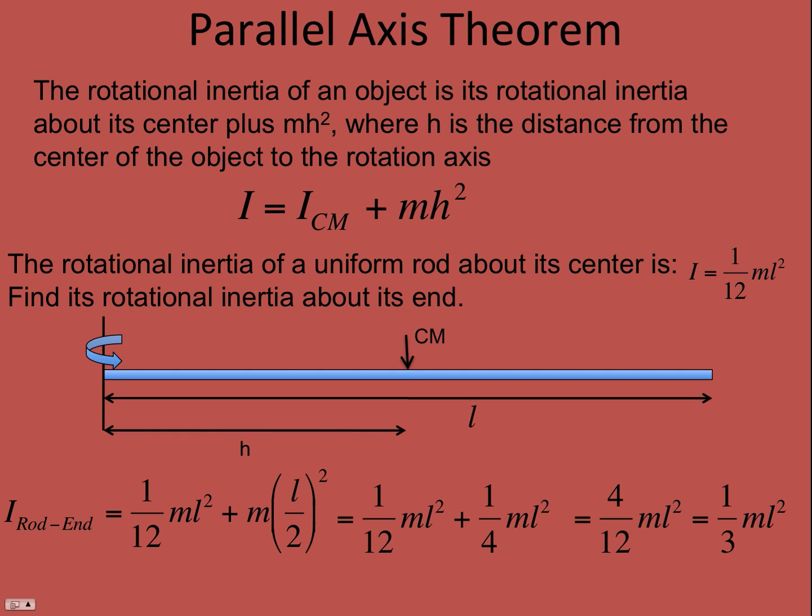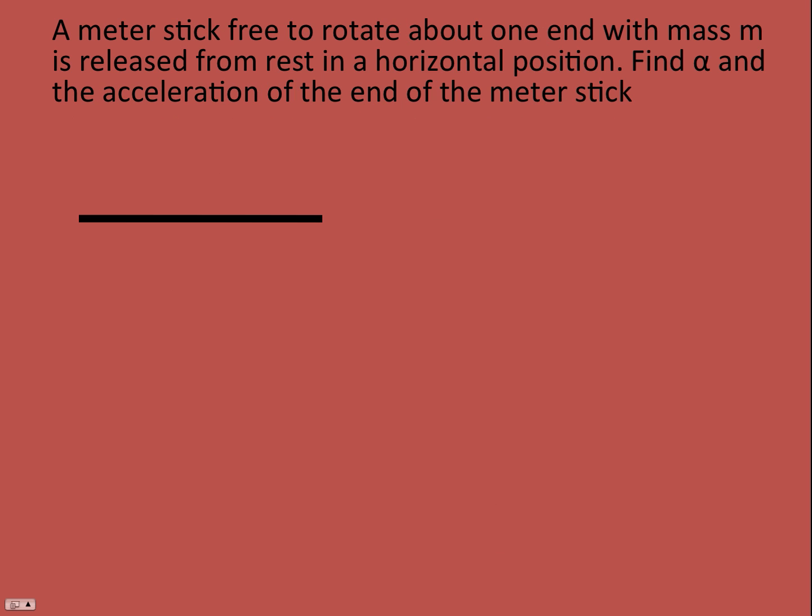And so you should be able to use the parallel axis theorem to find the rotational inertia of a rod about any point. And the key thing is what the h is. And so once you know that, then you just apply this formula, and you've got it. We'll see another example later.